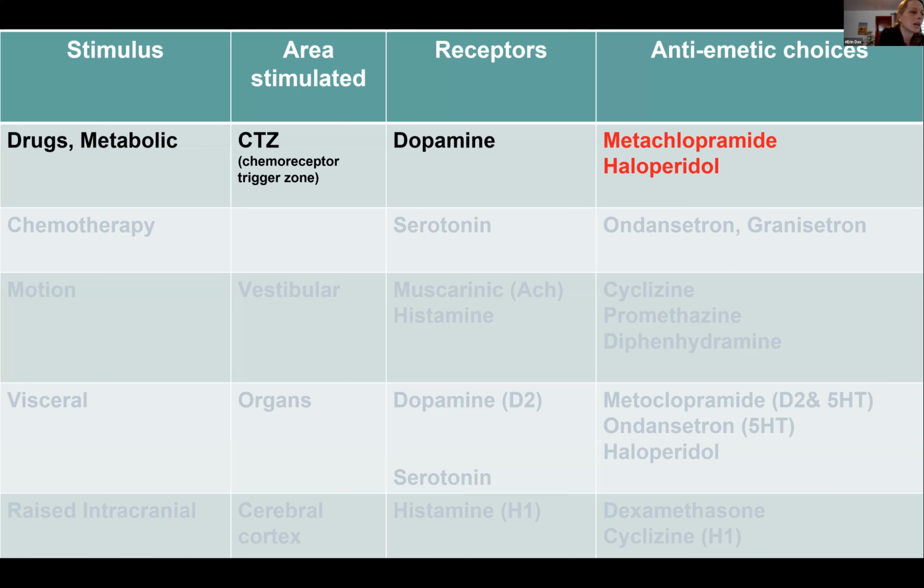The first part of this chart that I want to talk about is the fact that drugs and the metabolic system can often be a stimulus for vomiting. That's because in this situation, the chemoreceptor trigger zone has been stimulated and the dopamine receptor has been affected. When we know these details about a patient who's experiencing vomiting, we can very specifically target this by using medications such as metoclopramide or haloperidol.